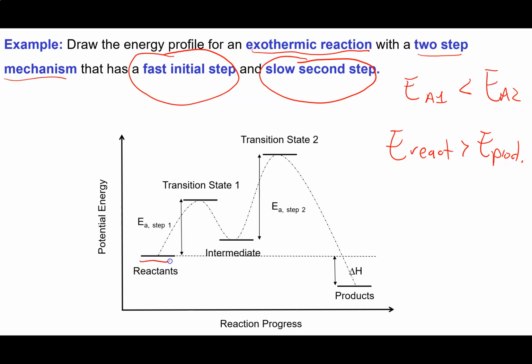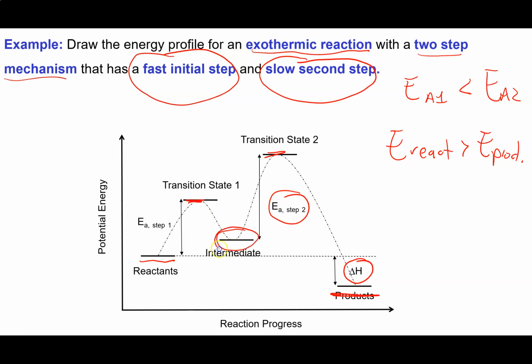So I put my reactants on the far left and I put my products on the far right, and I made certain that my enthalpy of this reaction was such that my products were at lower energy than my reactants. Now I know it's a 2-step mechanism, so I've got 2 transition states, and I want the first step to be quick, so I gave it a relatively small activation energy, and then I want my second step to be slow, so I gave it a relatively big activation energy.